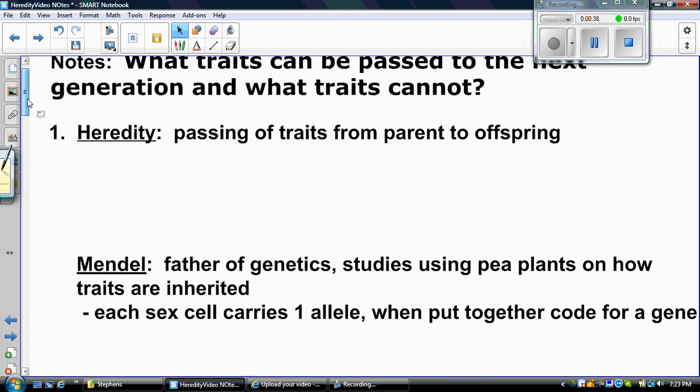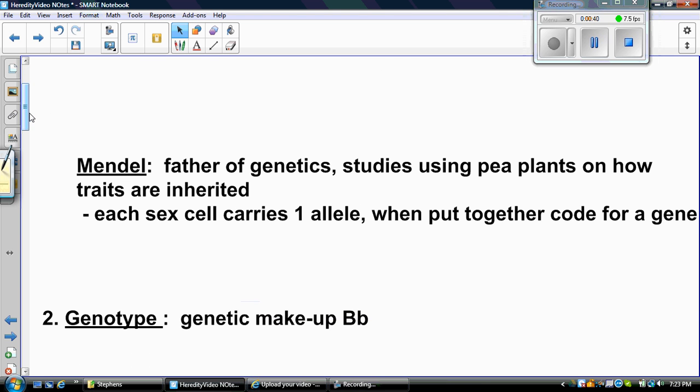Okay, Mendel is called the father of genetics. He studied pea plants and he learned how traits are inherited. He found out that each sex cell carries one allele. When put together, they code for a gene. So, what we just talked about with the dominant recessive.